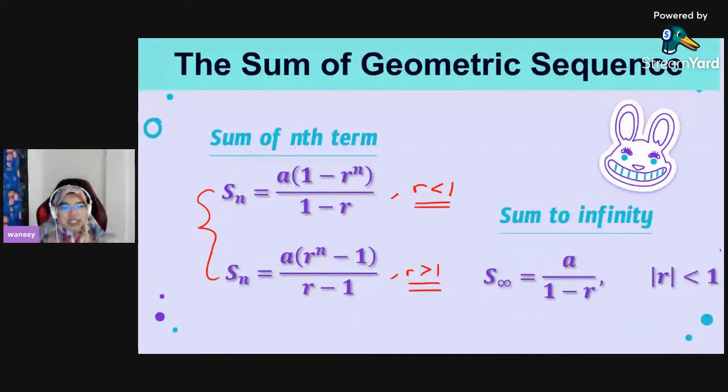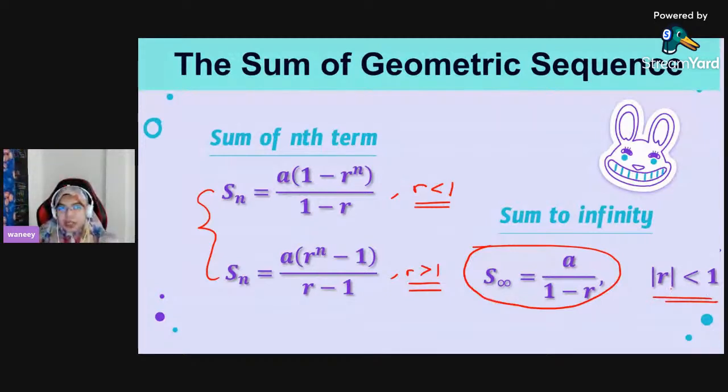Okay, so this is the sum of the first n terms, and then we have something quite new because you haven't seen this before in arithmetic. We actually have the sum to infinity for a geometric sequence, where the formula is S infinity equal to a over 1 minus r, but there is a restriction for the value of our common ratio, where the modulus of r needs to be less than 1. So that means the common ratio will be in between -1 and 1.